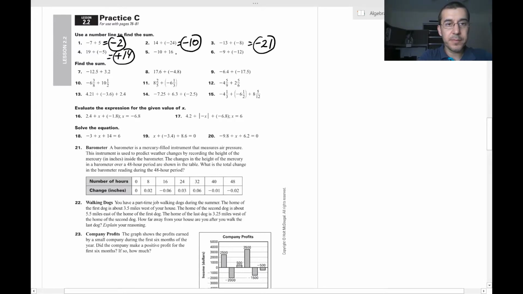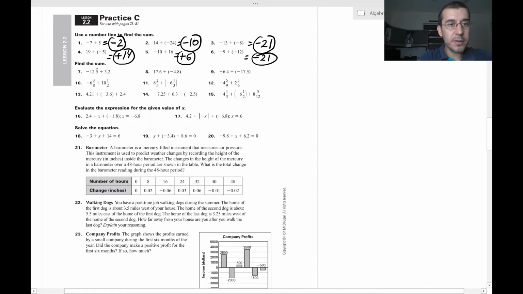Number 5, minus 10 plus 16. 16 is larger, plus, 16 minus 10 is 6. Plus 6 is the answer. Number 6, we're adding two negative numbers. So 12 plus 9 is 21. Find the sum, 7 through 15.